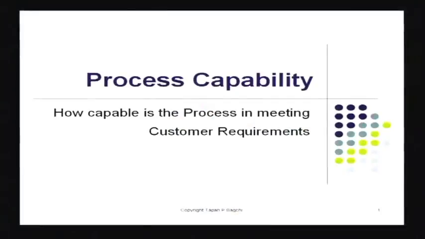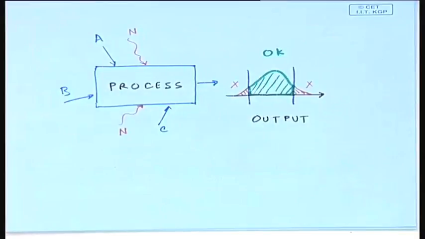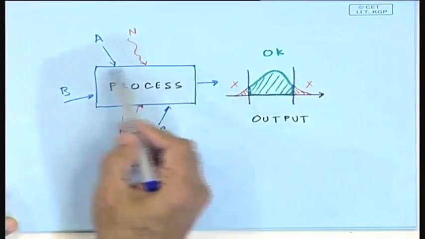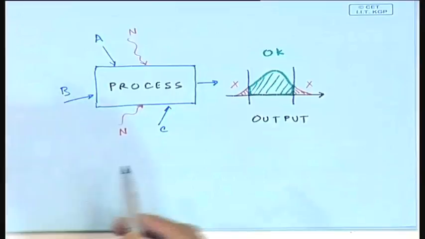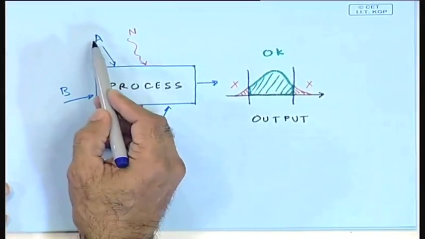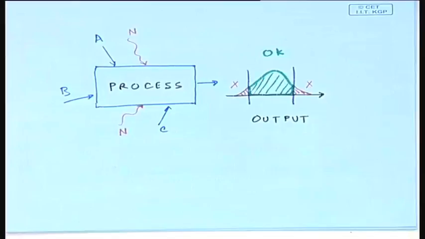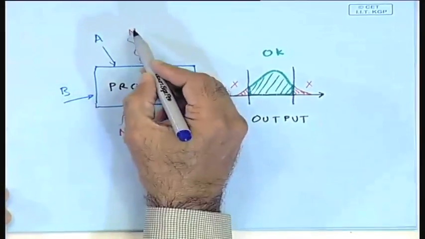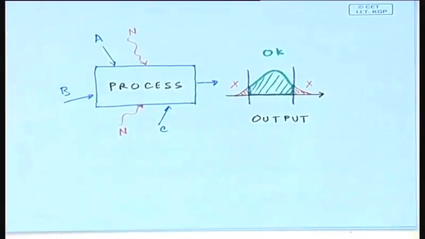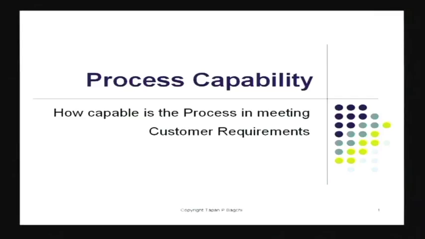As you see in the slide there, the title slide, it talks about the capability of the process to be able to satisfy customer requirements. That's what basically this is. Now, if you look at the diagram that I have on the paper here, here's a process. It's a box for us, and it's influenced by various factors, A, B, C. These are process control factors. Then, of course, we've got noise factors, which we are not controlling, but they are nevertheless there. They are part of the environment, which is causing the variation in the process.